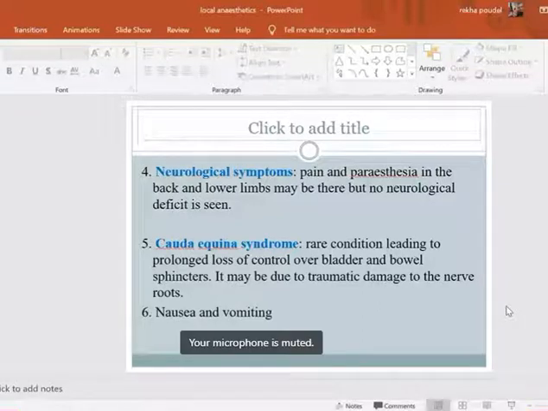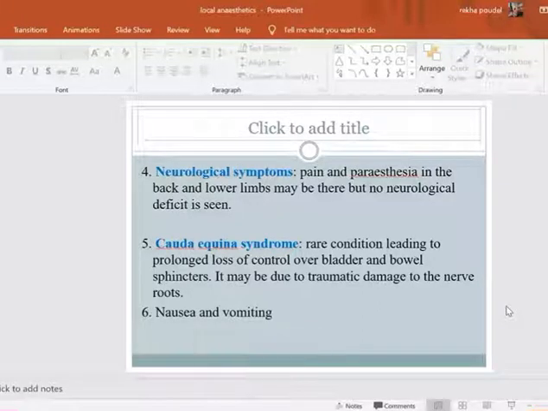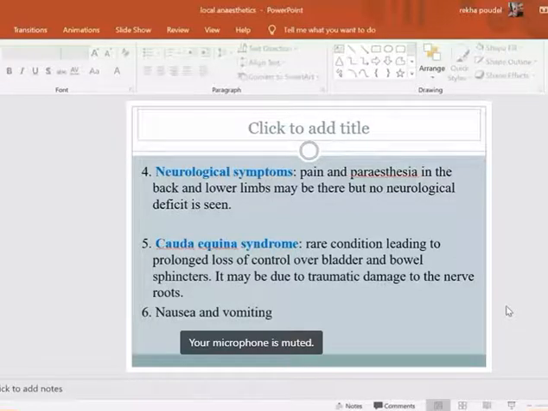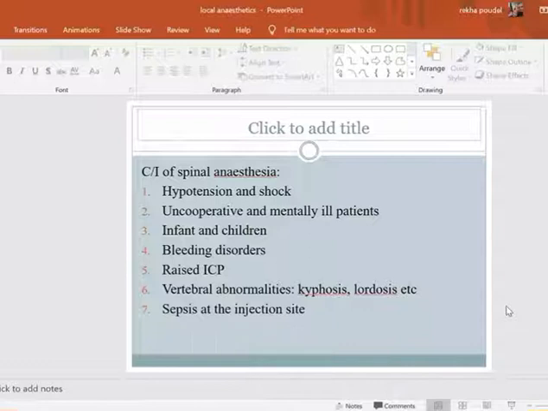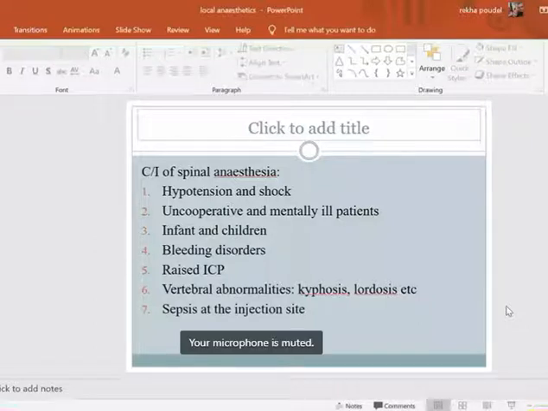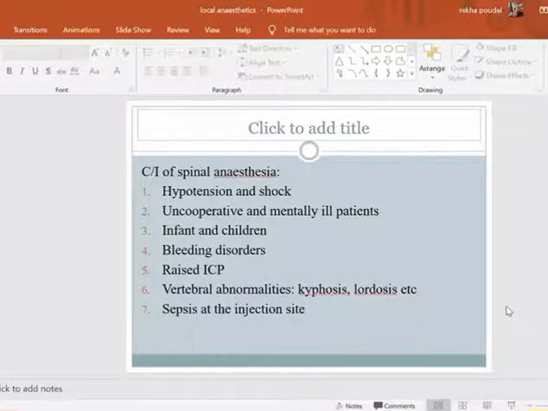Now, what are the contraindications of spinal anesthesia? Spinal anesthesia should not be given in a patient who is having hypotension and shock, because in hypotension and shock the patient is already having lower BP. So if we give spinal anesthesia, due to the local anesthetic effect there will be further vasodilatation leading to worsening of hypotension.